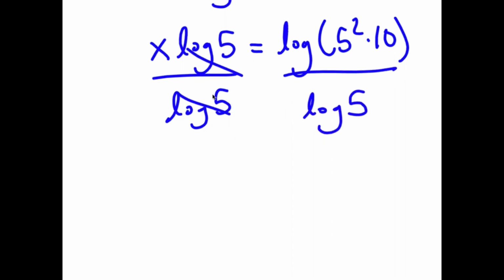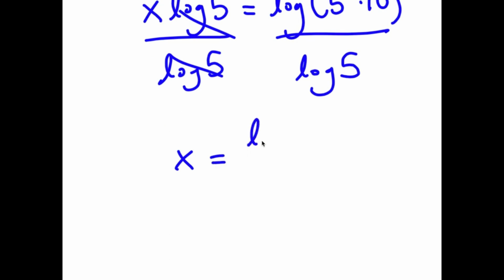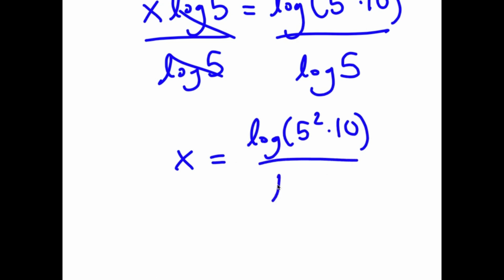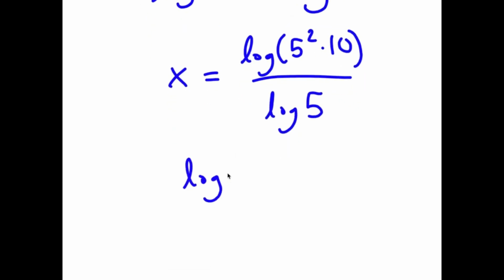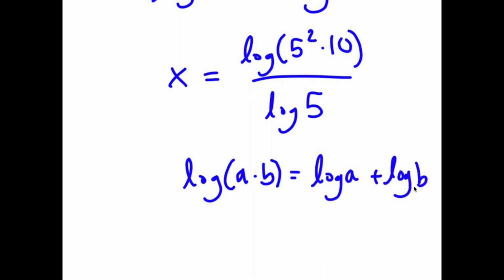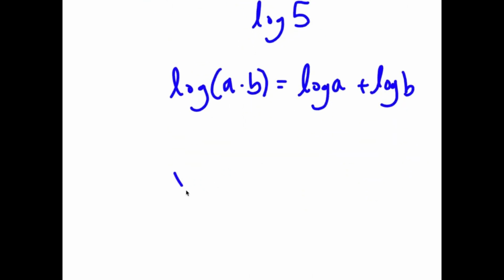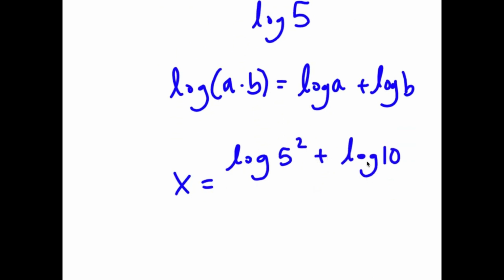So then these two log 5s cancel out, and then I get x is equal to log 5 squared times 10 over log 5. Now, if I have something in the form log a times b, this is equal to log a plus log b. So log 5 squared times 10, that's going to equal log 5 squared plus log 10. Now I have this over log 5.